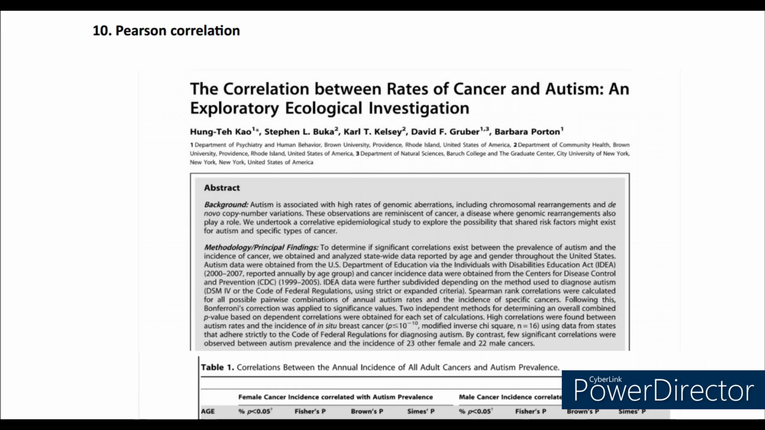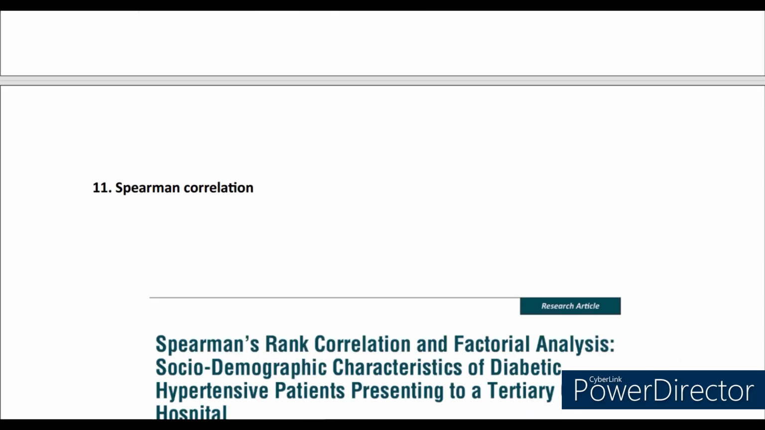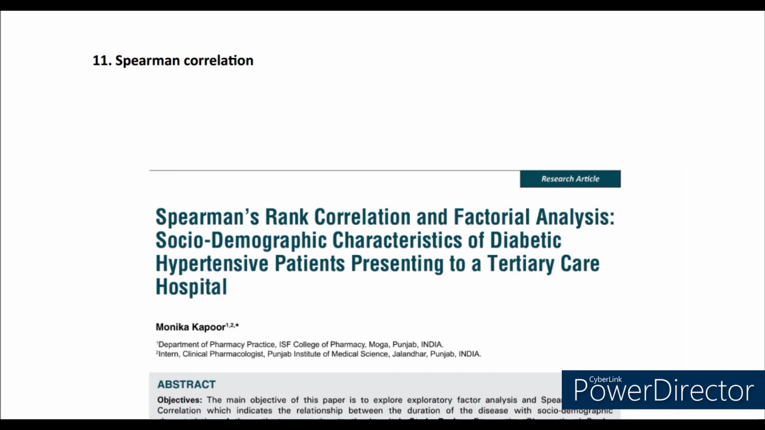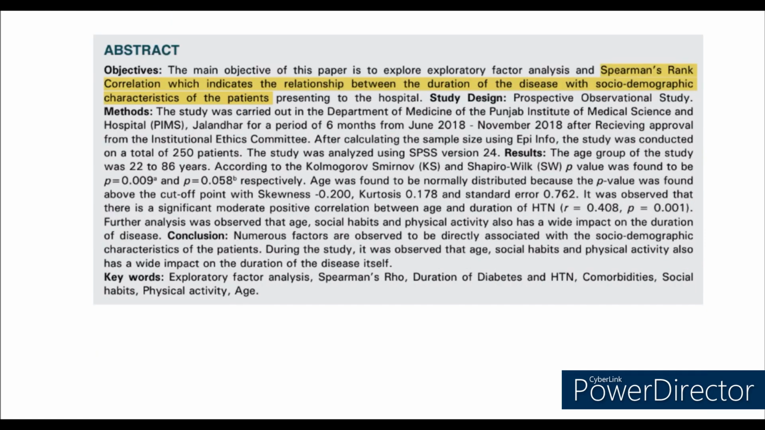And now coming to the next one, that is Pearson correlation. The title is The Correlation Between Rates of Cancer and Autism. In this case, they have used Pearson correlation for autism rates and the incidence of specific cancers. Okay. And now coming to the next study, that is Spearman's rank correlation. The title is Socio-demographic Characteristics of Diabetic Hypertensive Patients Presenting to a Tertiary Care Hospitals. If you can look at the abstract, it was very clearly mentioned Spearman's rank correlation, which indicates the relationship between the duration of the disease with socio-demographic characteristics of the patients.